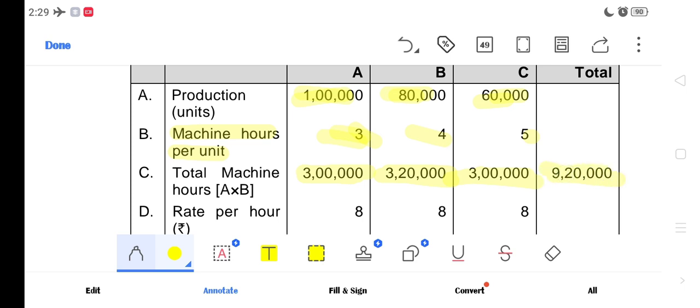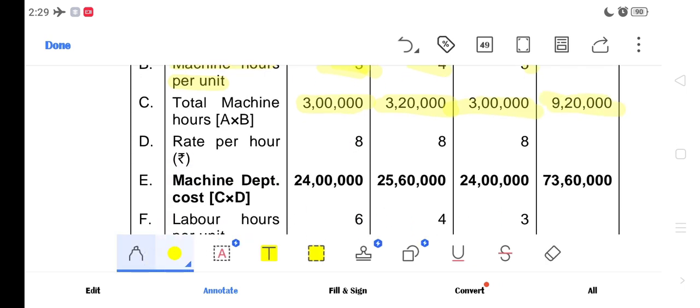Total machine hours 9 lakh 20. And this rate per hour is calculated just below the table. I'll tell you in a few seconds. This is 8 per hour. So if you multiply this 3 lakh into 8, 24,000, and the same with product B and C. How this 8 rupees came, I'll explain just below the table.